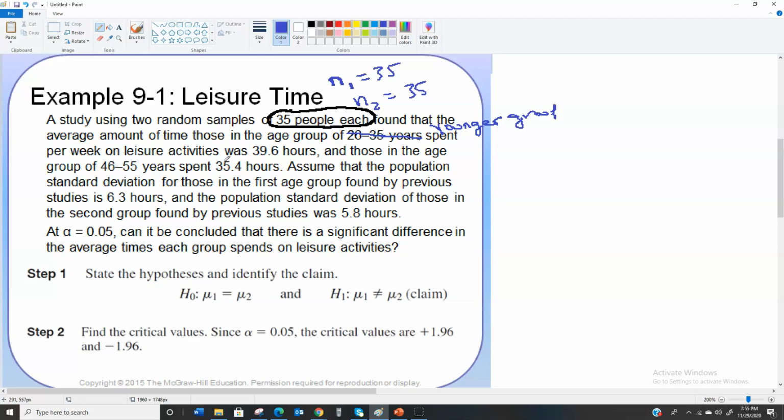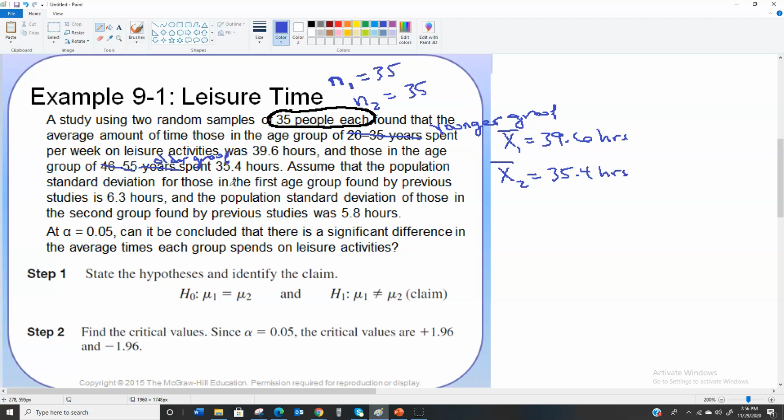each week on leisure activities, they spent 39.6 hours. So that is the average from the first group. The younger group, we'll call that X1. Their average was 39.6. And then it says those in the age group 46 to 55, we'll just call that the older group. So the older group spent 35.4 hours. So the second group average was 35.4. Of course, this is hours because it's how much time they spent on leisure.